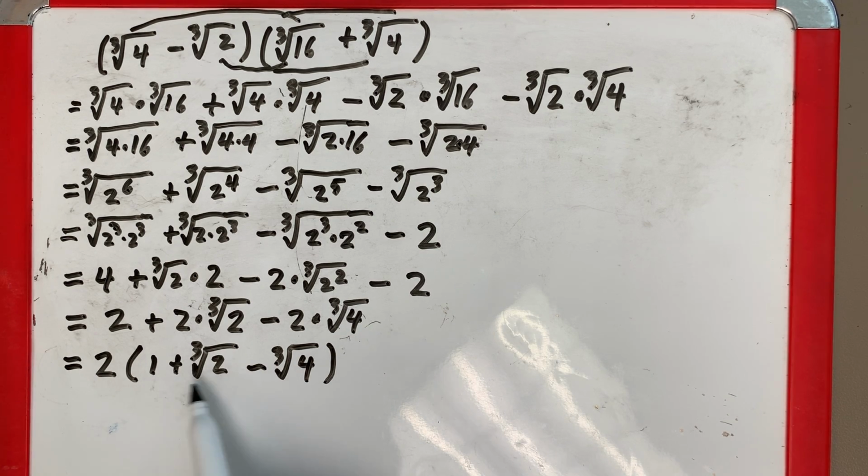Why? Because these two guys can't be added together. They're not like terms. These two guys can't be added together because they're also not like terms. I have radicals of different stuff on the inside, so I can't combine them. This is as simple as it's going to get.